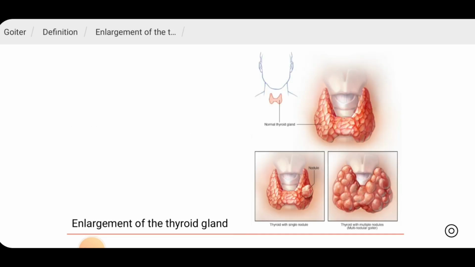So in this picture you can see the normal thyroid gland, and in the left lower corner you can see the thyroid gland with a nodule. So it is also a form of goiter. And on the right lower corner you can see the enlarged thyroid gland with many nodules. So it is a multinodular goiter.